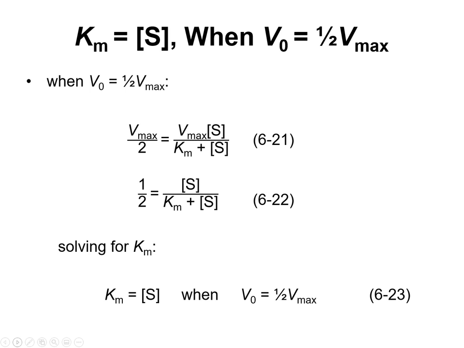This is showing the derivation of Km, showing what it means. So when V naught is at half the value of V max, you can substitute in V max over 2 for V naught. This is just the Michaelis-Menten equation. So you're substituting in V max over 2 for V naught. When you do that and you simplify, it shows that the Km is equal to the substrate concentration when you're at half of your Vmax.